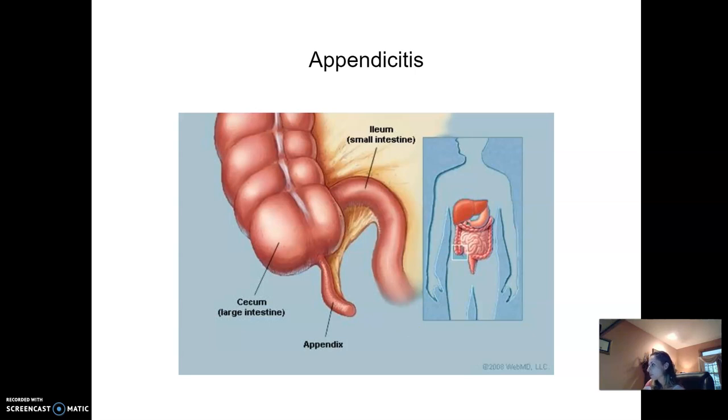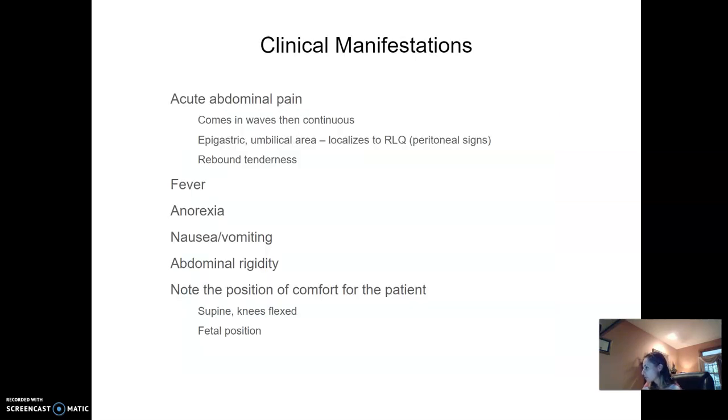This is a pretty common thing that you'll probably see if you work on a medical surgical unit. It has some pretty classic symptoms. The most common thing that you'll see is right lower quadrant pain. Initially, when that inflammatory process starts, it kind of comes and goes in waves. It's pretty diffuse, just your belly hurts. And then as it gets worse, it becomes localized to that right lower quadrant.